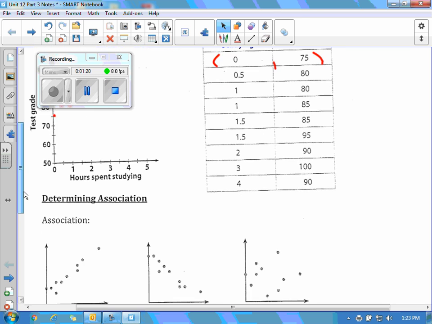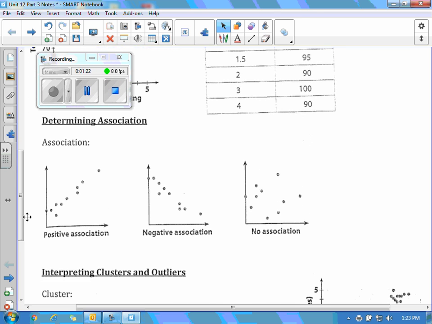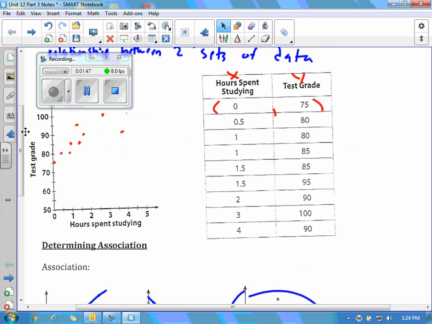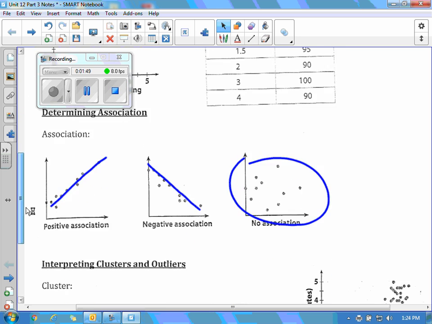The next thing we'll talk about is the different associations we can have. So this ties into what we just did with slope. A positive association is going to have this general direction like a positive slope, from lower left to upper right. A negative association is going to be like a negative slope, going from upper left to bottom right. And if you look at this one, it's no association because it's kind of just all over the place. So that's just looking at whether your two sets of data are related. So ours would probably be a positive association.